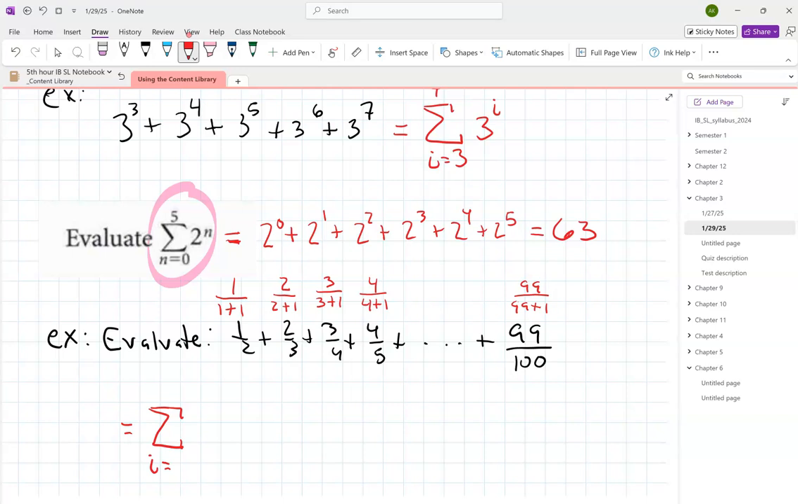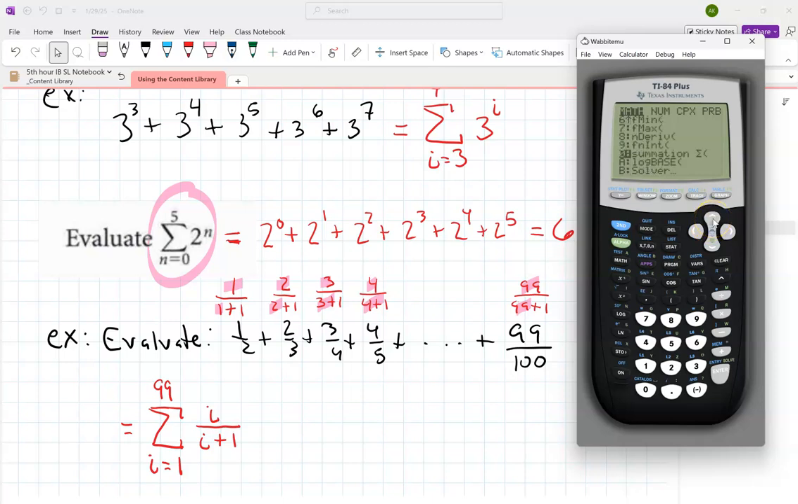Now, if I write it that way, is it clear what's changing? It's those numbers each time, right? Everybody agree? So that's going to be my i. Everybody's okay with that? What is i starting at? 1. And what is it ending at? 99. So that's what I'm going to type into my calculator.